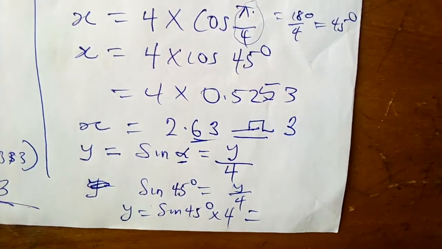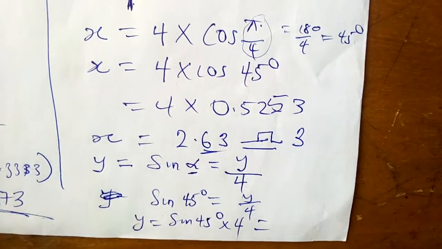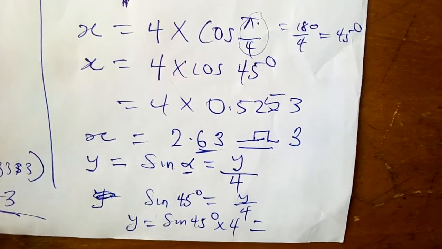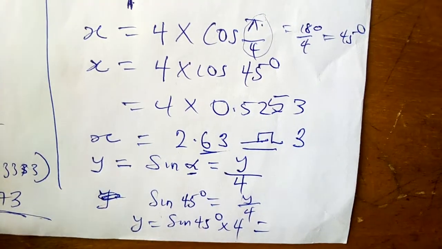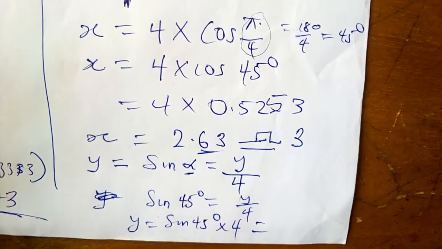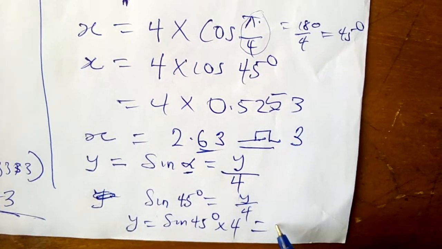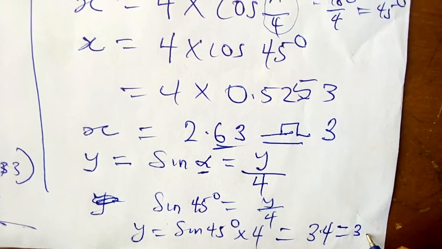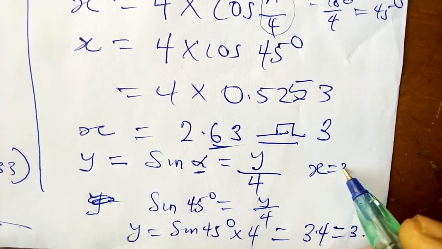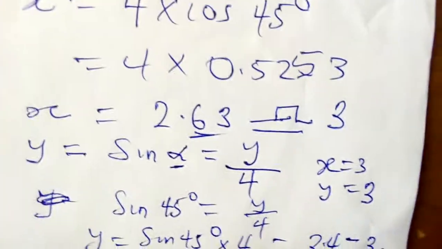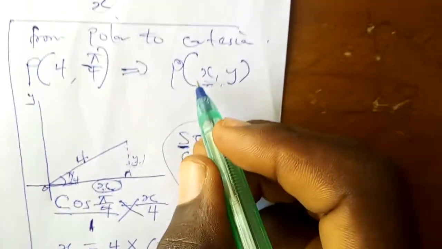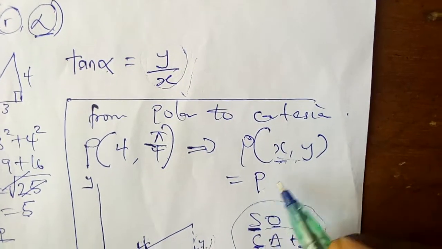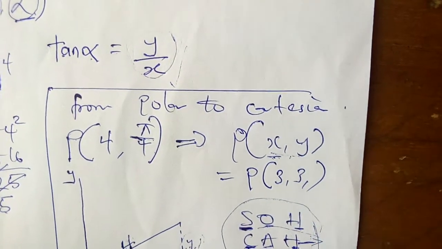Now calculating that in your calculator, sine 45 degrees will give us 0.8509. Then you multiply your answer by 4. Then you have 3.400. Then approximately we have our answer to be 3. That means our x is equal to 3 and our y is equal to 3. So then you come to your question here. It asks us to convert this to Cartesian, that means your point is 3, 3. That is just it.